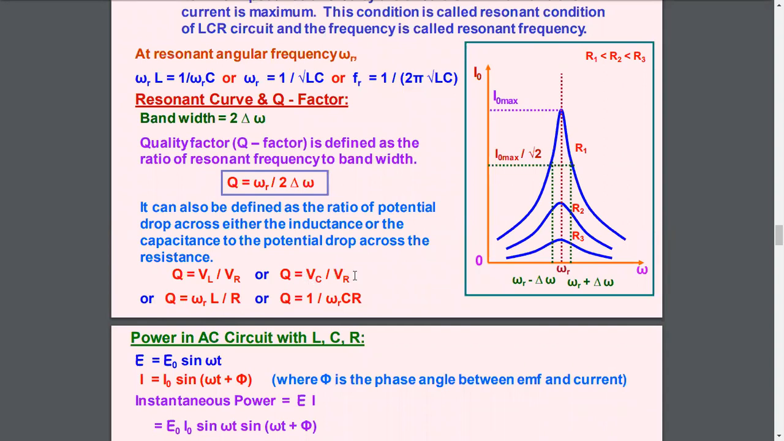Now if we use the voltage across the capacitor and resistor, then quality factor equals VC divided by VR. In place of VC, we write I into XC, and divided by I into R. So I will get cancelled out. Now we have XC divided by R. In place of XC, we put 1 upon omega C. So we get 1 upon omega R into CR.